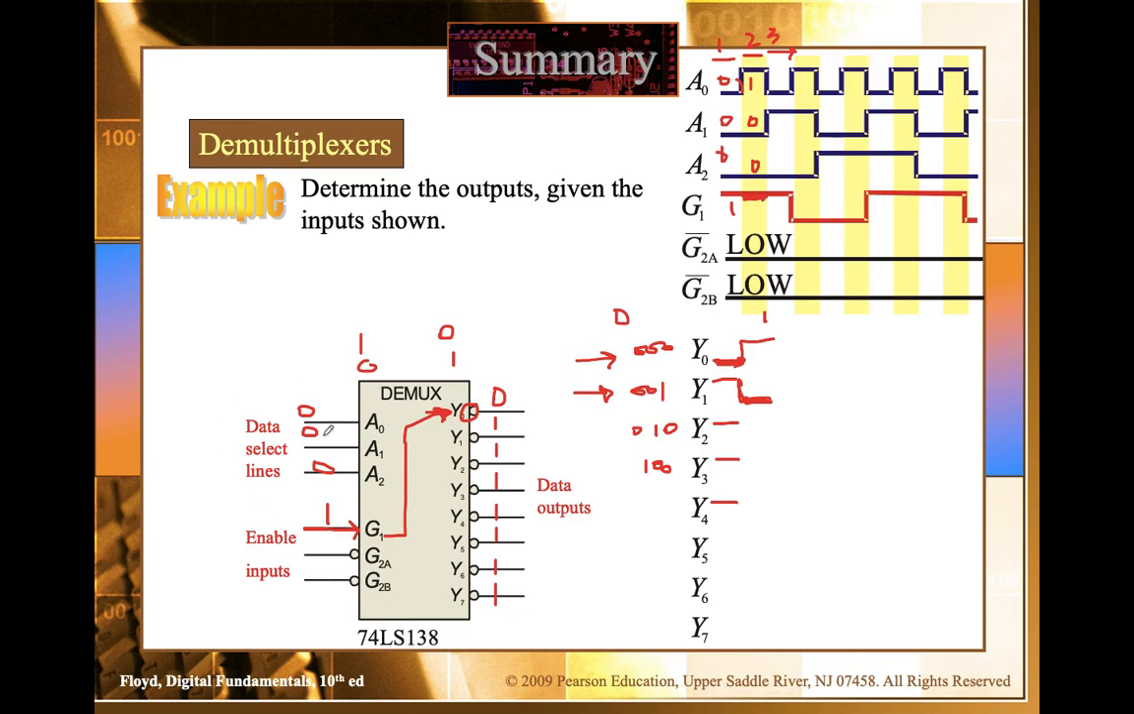Do you understand? What is the procedure? Look at the select lines. Which data should be routed on which output lines? So the input is high, select lines at 000, Y0 will be selected, that line will become 0, and all others will become high.